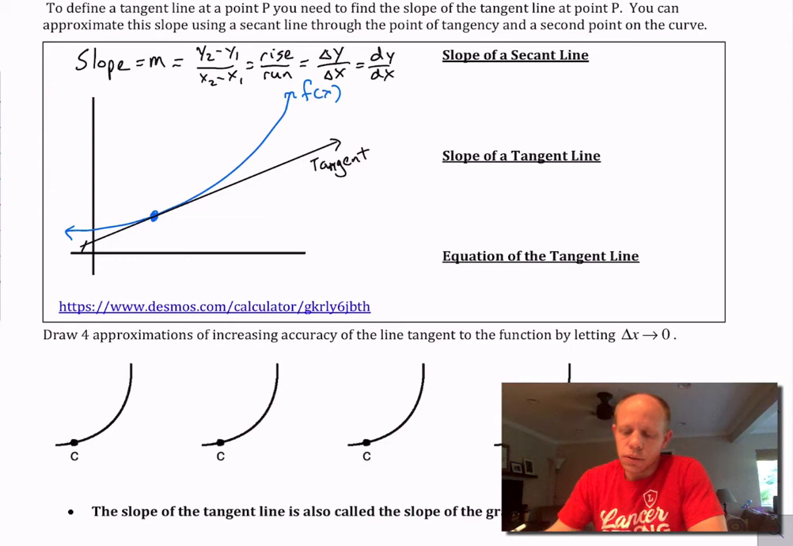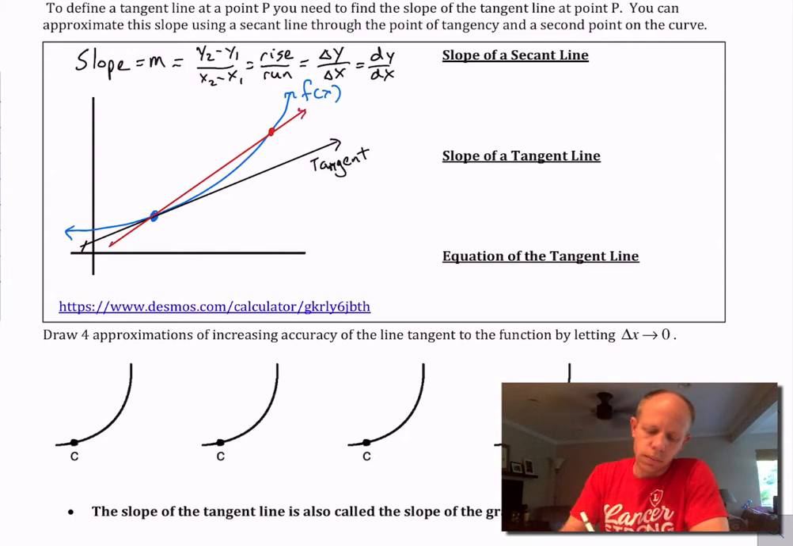So what we're going to do is figure out the slope of the secant line and then make better and better approximations to figure out the slope of that tangent line. So what we're going to do is just kind of pick any point that's not on the point of tangency, and then we're going to draw a secant line through these 2 points. Okay, so here's my secant line.